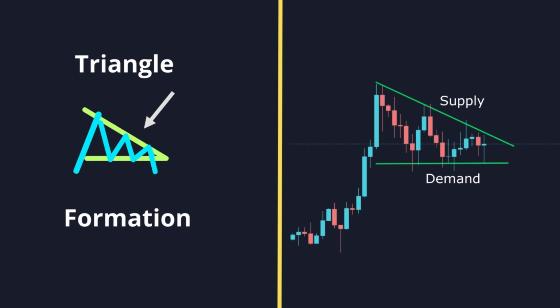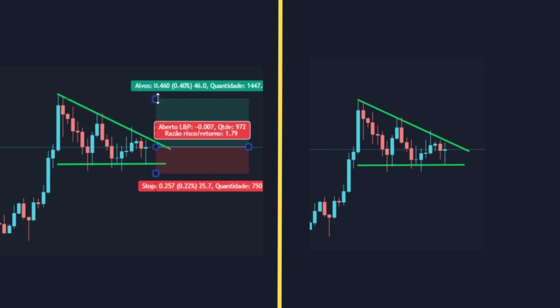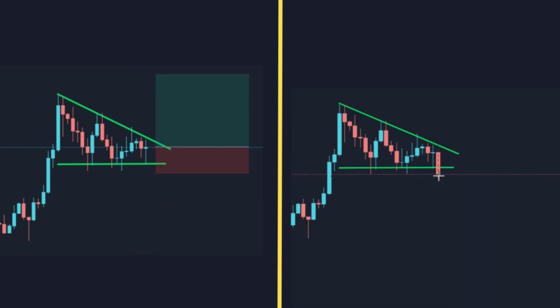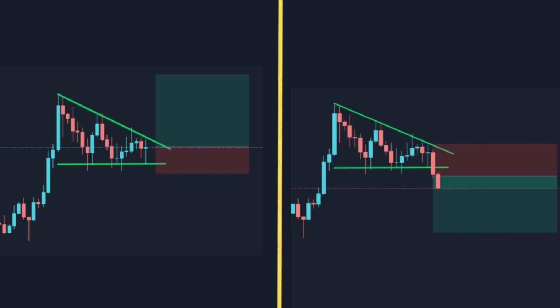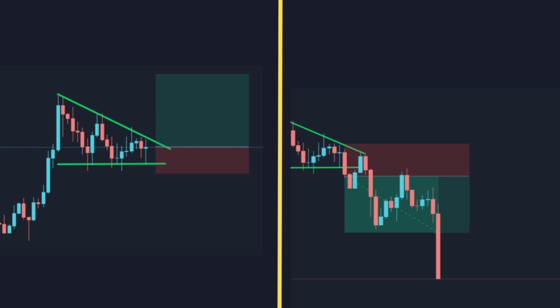By analyzing the formation of this pattern, we can predict the price movement. If the buyers surpass the supply line and push the price to new highs, it indicates that they have won the battle. On the other hand, if sellers break through the demand area and lower the price of the asset, they emerge as the winners.